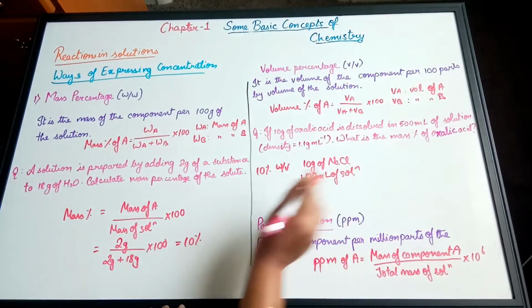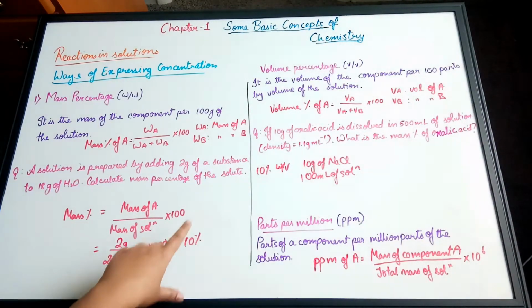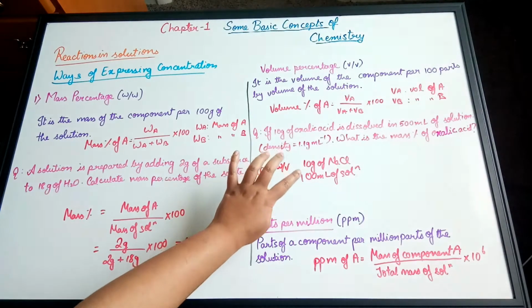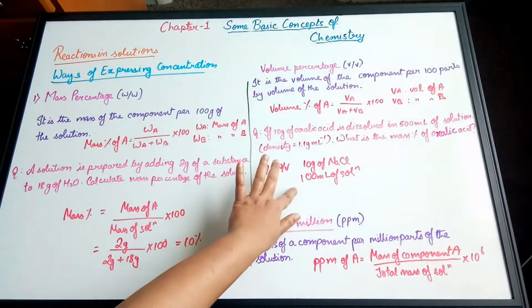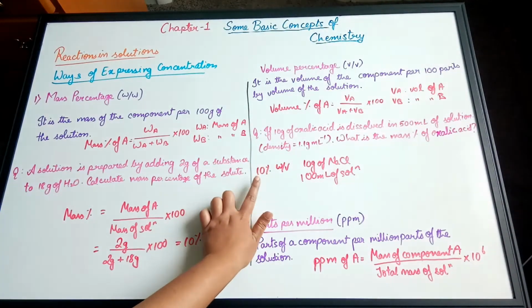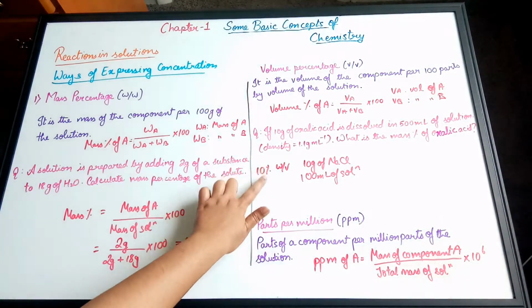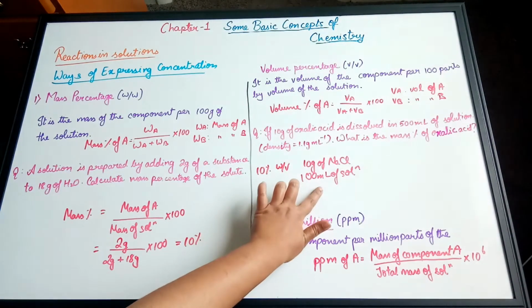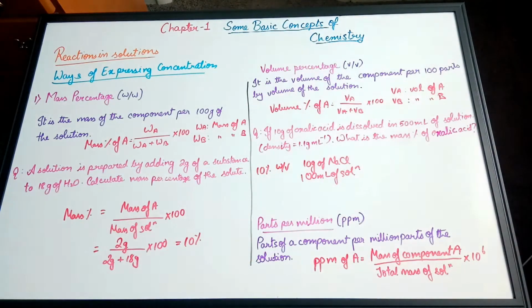Remember one crucial difference. If it was W by W, then it would have been 10 grams of NaCl in 90 grams of water. Whereas in W by V, if it is 10% of NaCl, then it is 10 grams of NaCl in 100 ml of the solution. That's one important difference between these two.